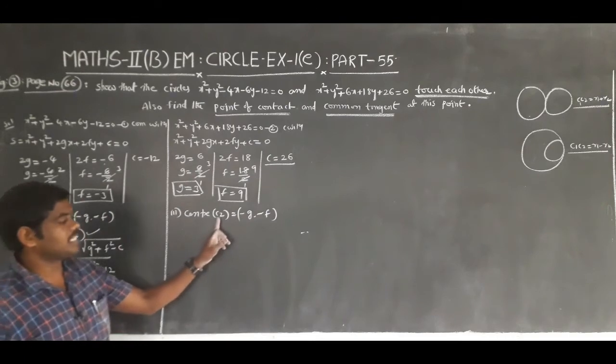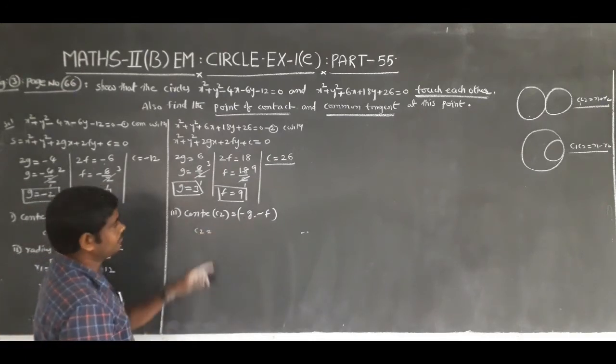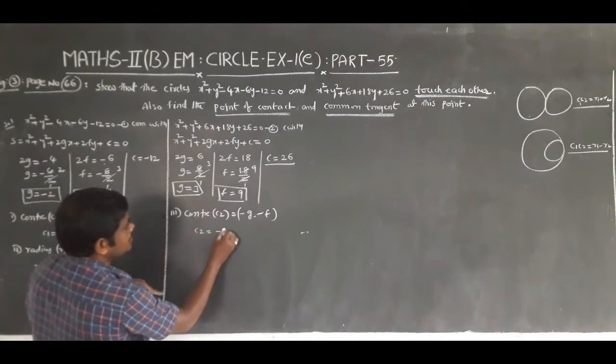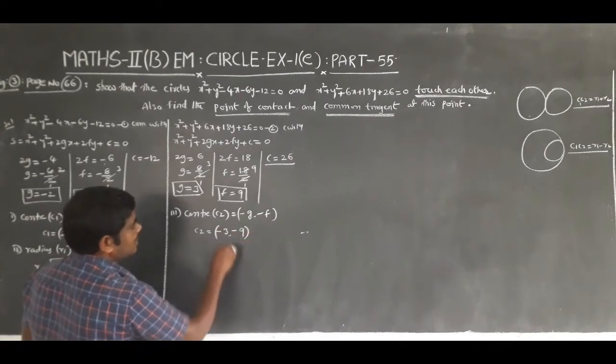Second circle center C2 is equal to (-g, -f), which is (-g, -f), where g is equal to 3 and f is equal to 9.